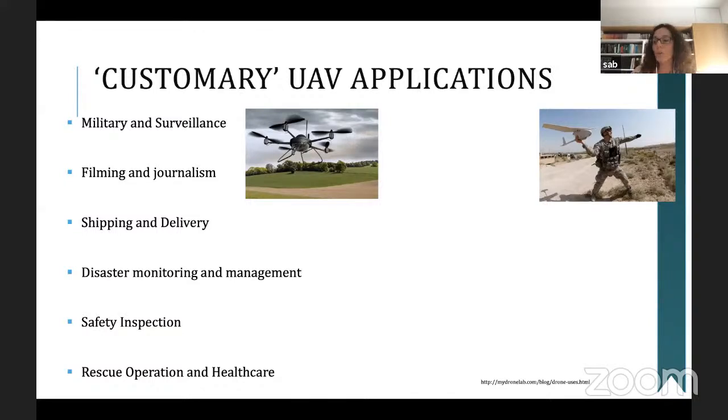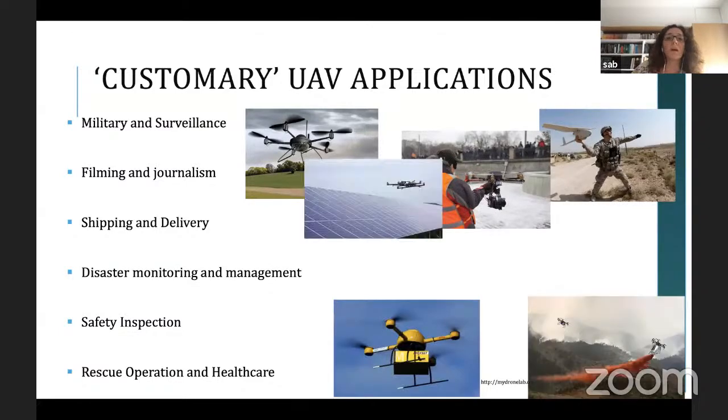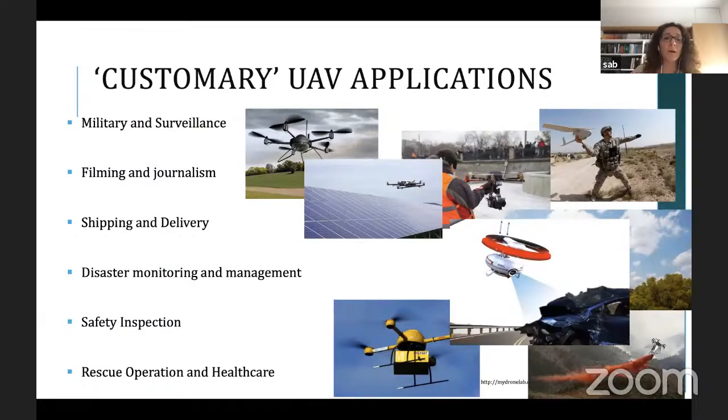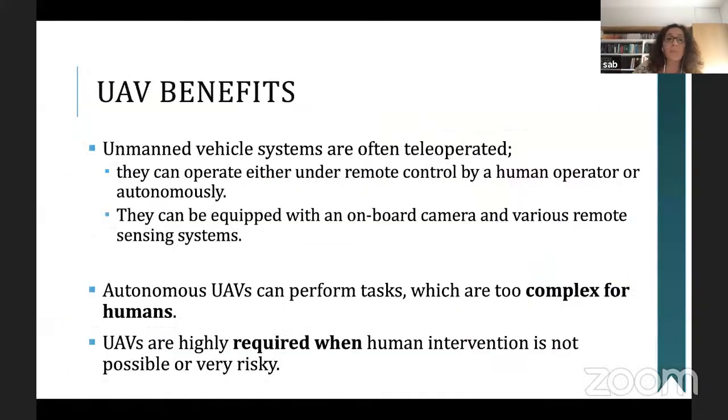UAVs are increasingly used in a lot of applications. For instance, from the first applications like military and surveillance domains, now UAVs are used in filming, journalism, shipping, disaster monitoring, safety inspection, rescue operations, and so on, because they represent a cheap technology that can operate with or without a human operator, and usually are equipped with an onboard camera and other remote sensing devices.